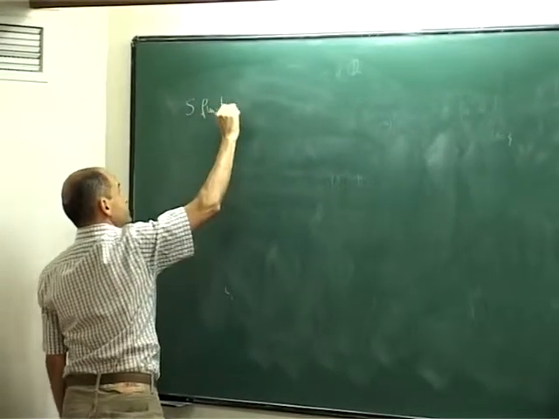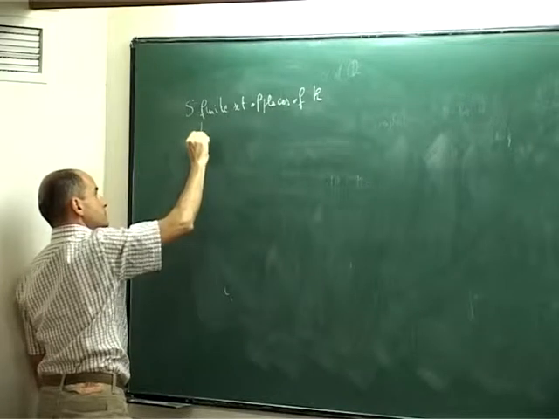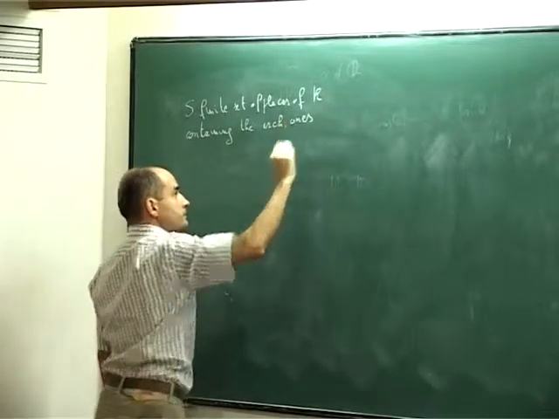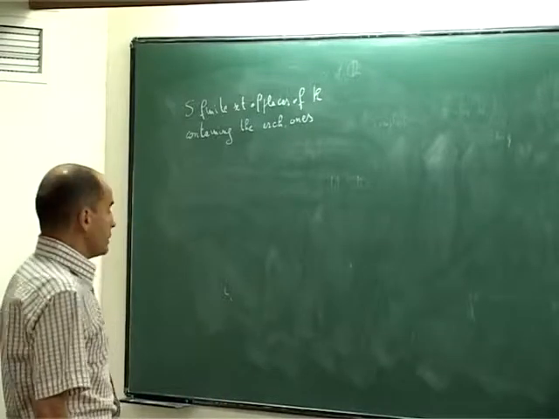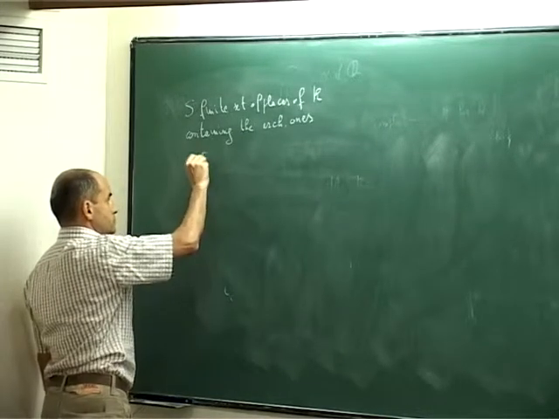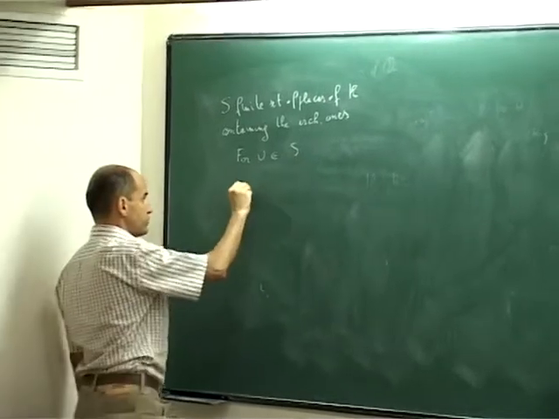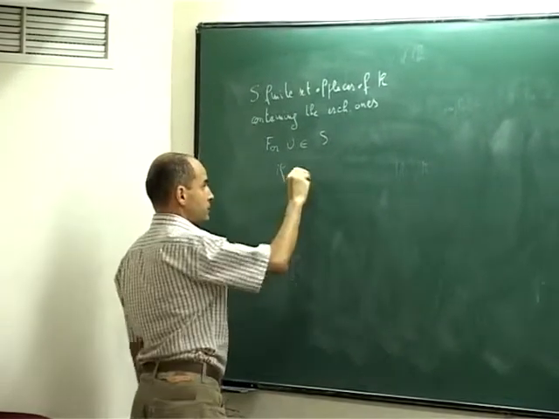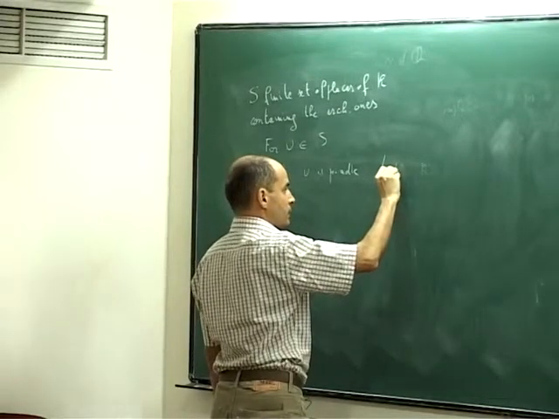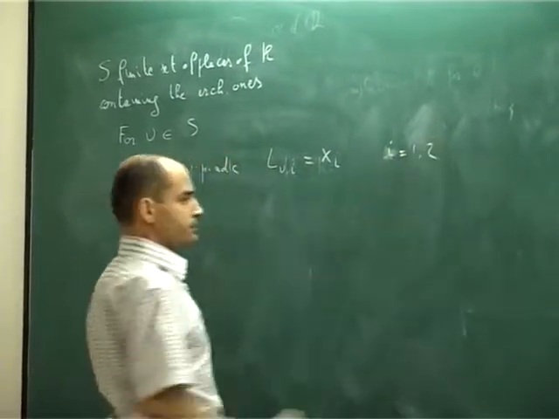S is a finite set of places of a number field K containing the Archimedean ones. For mu in S, we define two independent linear forms. So if mu is non-Archimedean, we take L mu i equals Xi for i equal 1, 2.